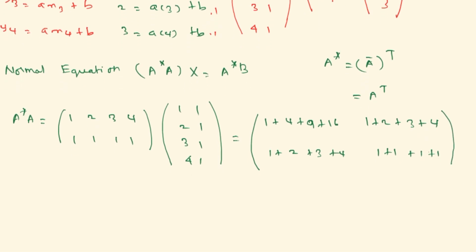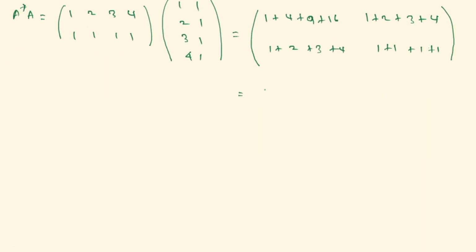Now add these values: 30, 10, 10, and 4. So A star A is the matrix (30, 10), (10, 4). So A star A is over.